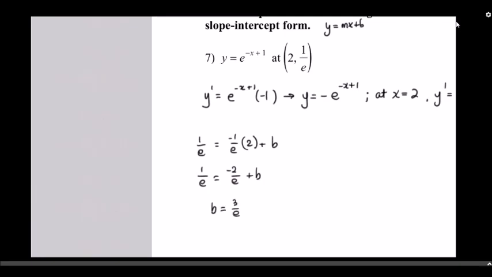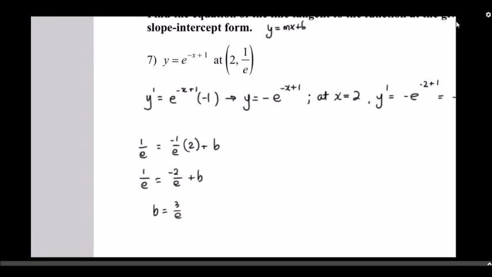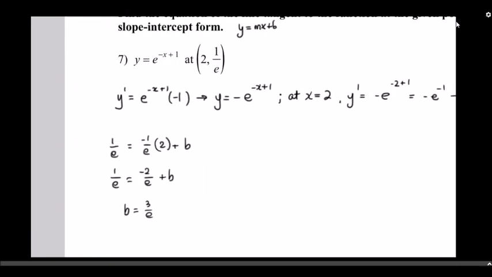Looks like we have a b value of 3 over e, so the equation of this tangent line at the point 2, 1 over e is y equals negative 1 over e x, that's our slope, negative 1 over e x plus 3 over e.